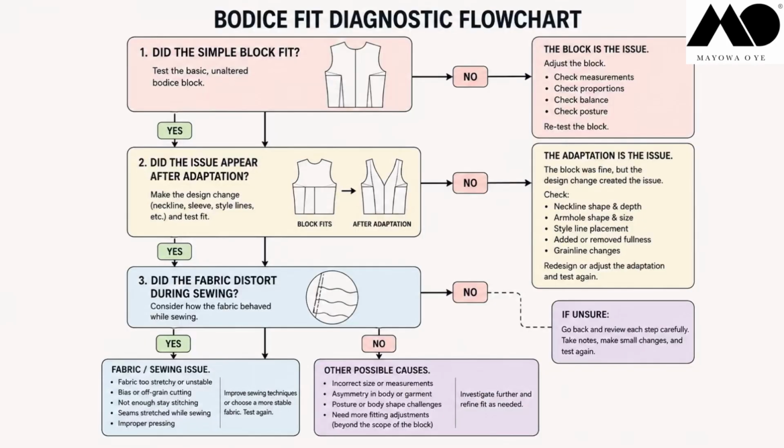Now, third, check the sewing and construction and ask, did I cut accurately? Did I mark the pieces properly? Did I sew with the correct seam allowance? Did the fabric stretch? Did I press properly? Did I stabilize areas that needed support? So if the paper pattern was fine, but the fabric changed during sewing, check construction.